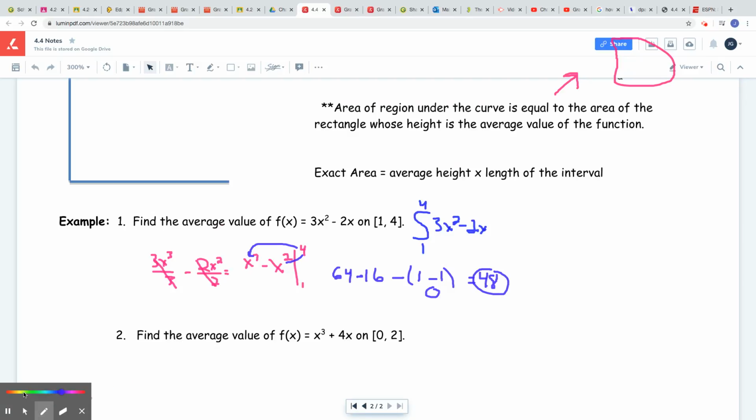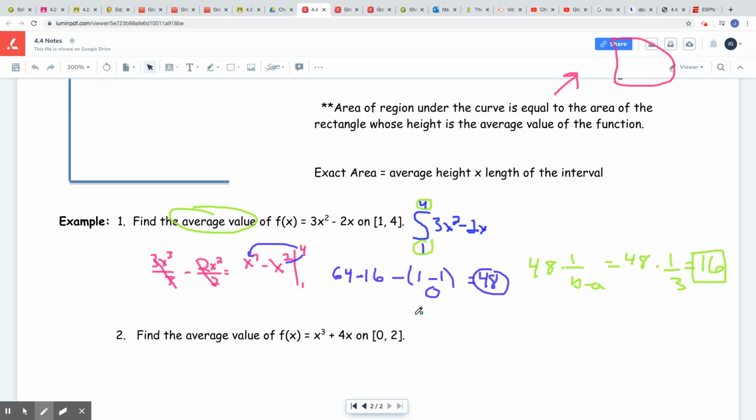However, we are trying to find the average value, which just means we're going to take this answer and multiply it by 1 over b minus a. In this problem, b is 4, a is 1. So what is 4 minus 1? It's 3. So I get 48 times 1 over 3, which is 1/3. And 1/3 of 48 is 16. That is the average value of the problem.